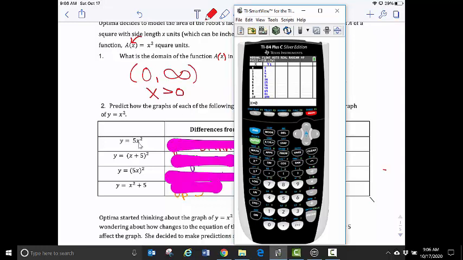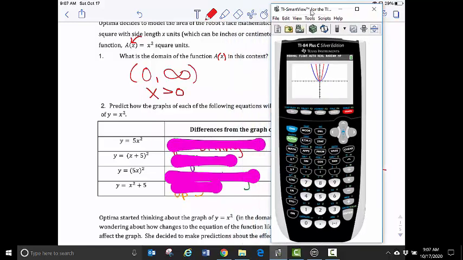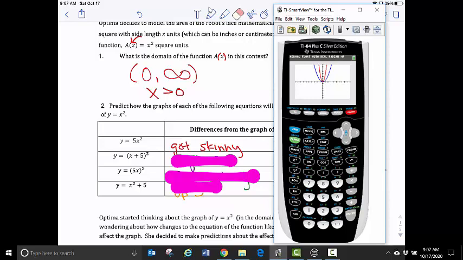But what happens if you put 5 in front of the x squared? So I'm going to put the 5 right here. And you can do this too, put 5x squared and then hit graph. And you can see that it got skinnier. Okay. So basically we're doing 5 times the whole area. So the graph got skinnier, which means the area is going to get bigger faster.